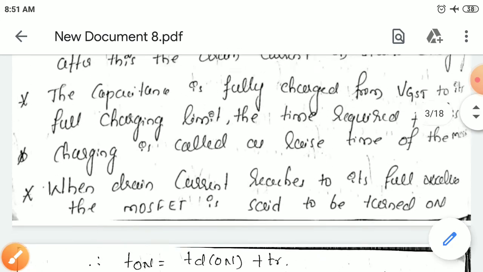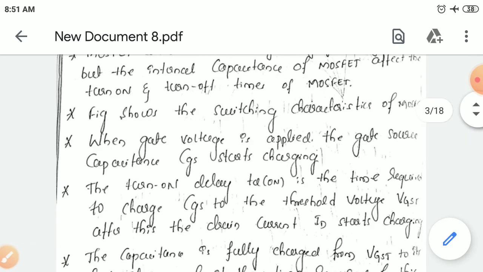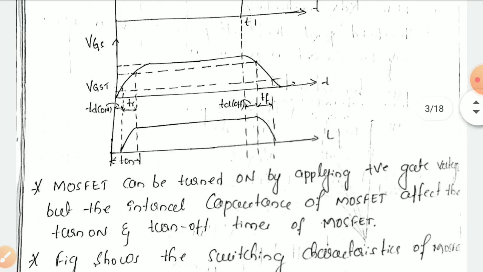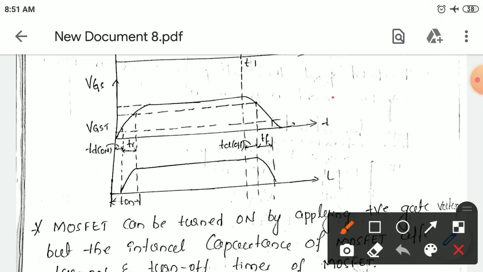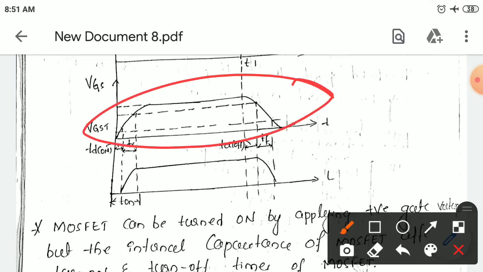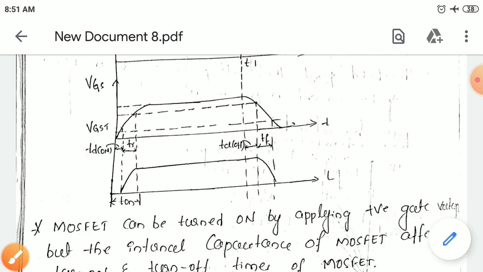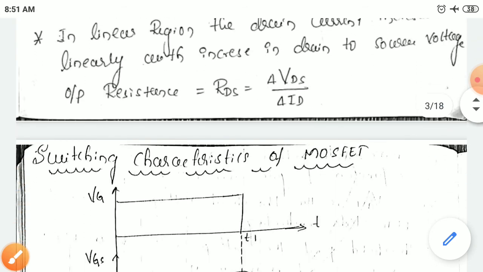These are the switching characteristics, which describe how the switch behaves. If there were no internal capacitance in the MOSFET, it would turn on when you give the gate pulse and turn off when you remove it. This is the variation of the gate source voltage when given different gate currents, and these are the current waveforms. That is about the switching characteristics of the power MOSFET.